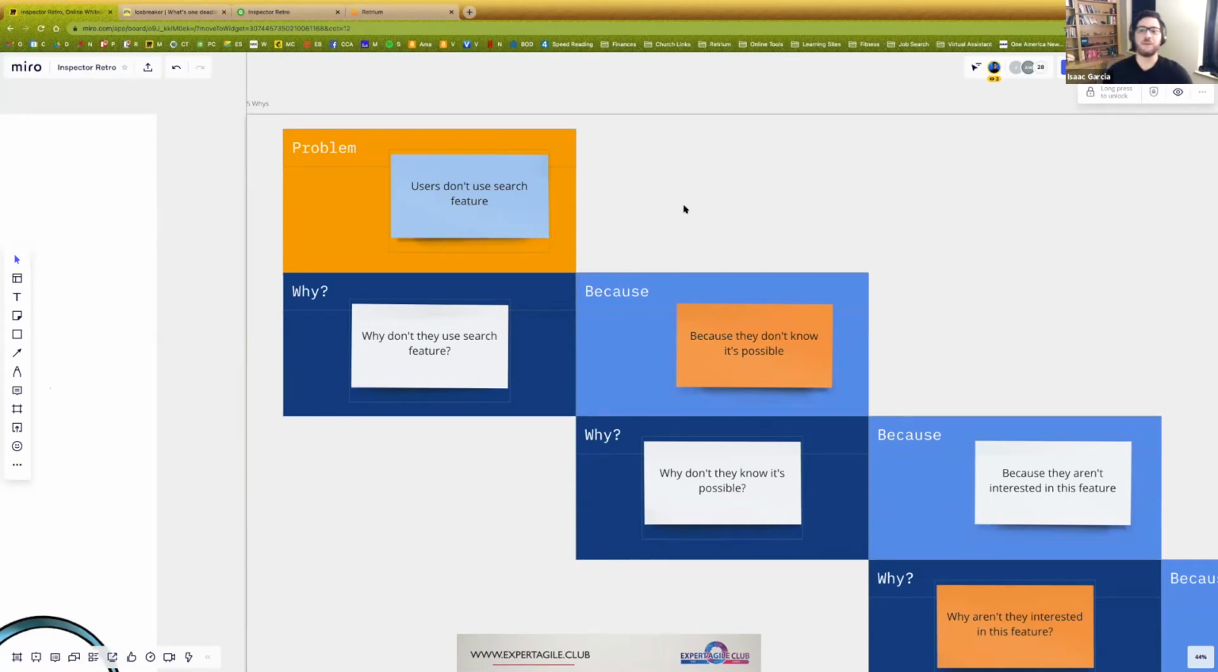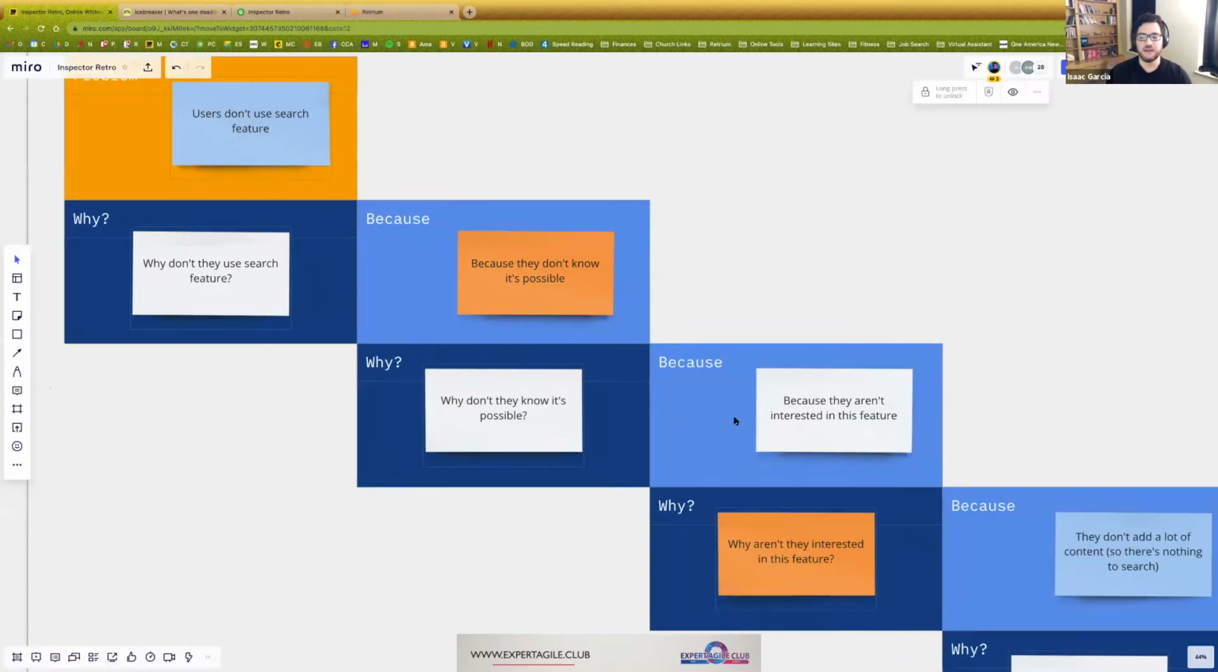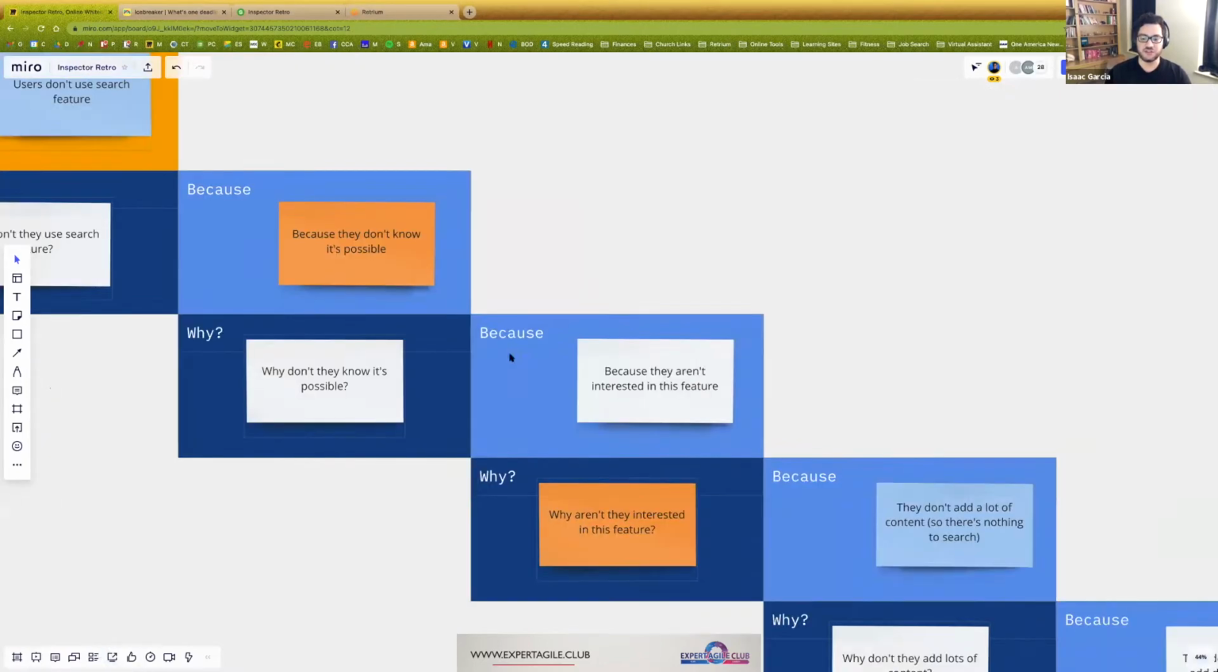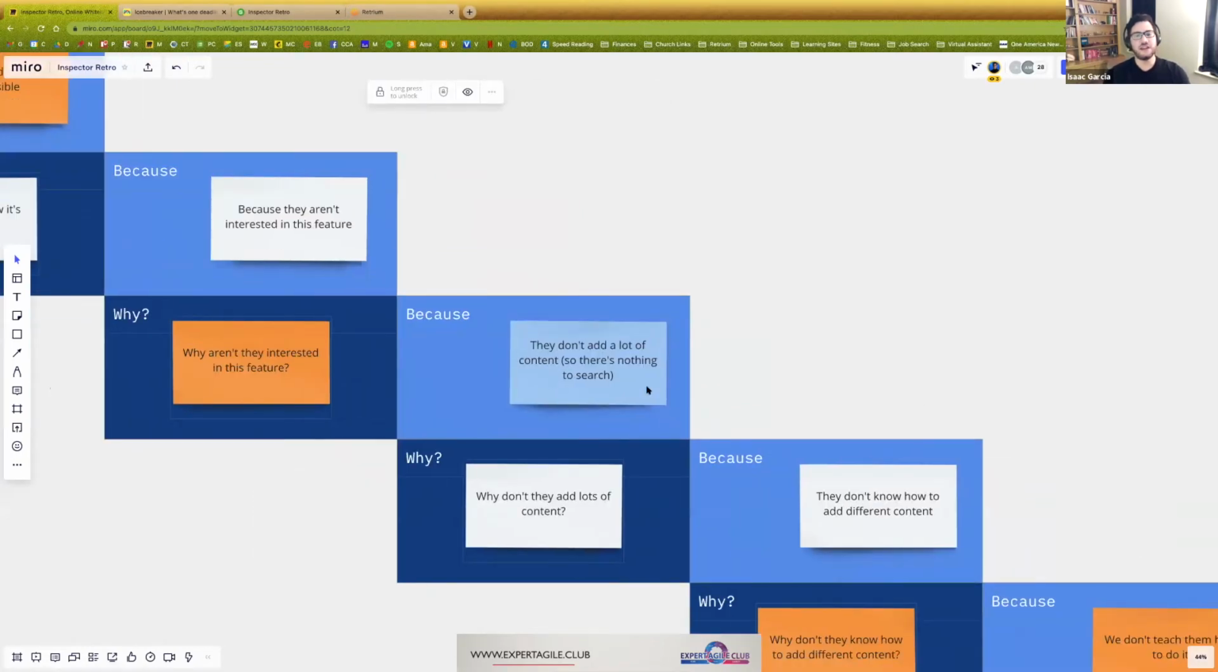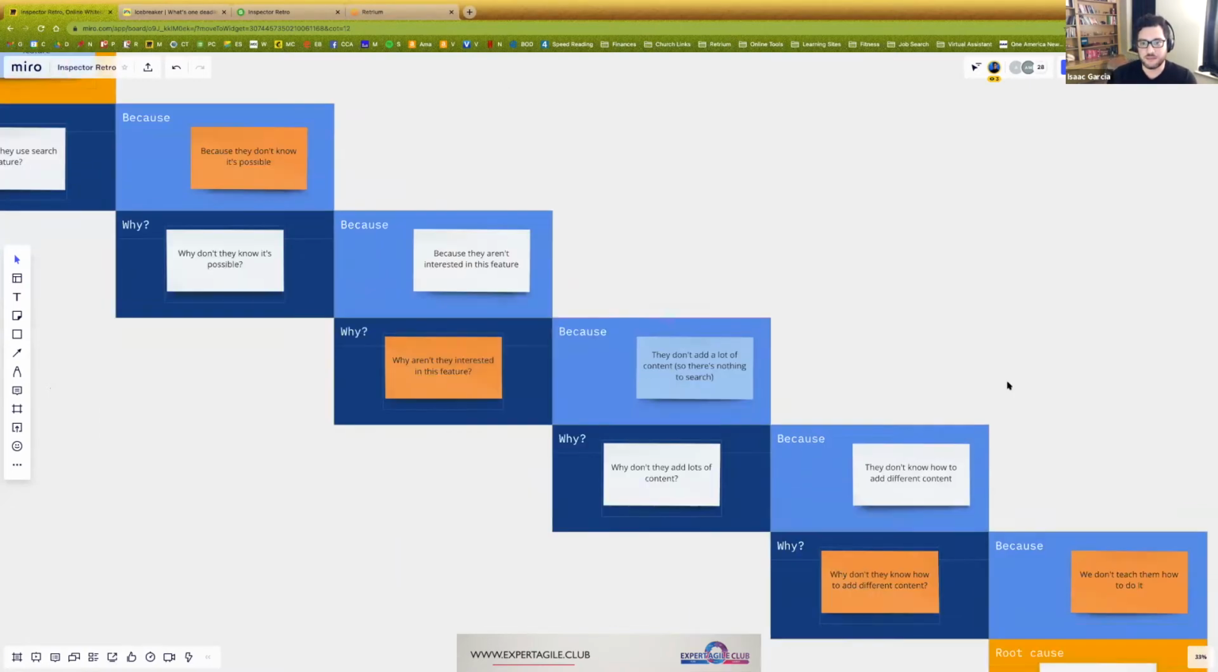The example I have here, the problem: users don't use the search feature. So you ask why. Why don't they use the search feature? Well, they don't know that they can. Okay, why don't they know that they can? Because they're not interested in the feature. Then why are they not interested in the feature? Follow me. I'm not going to go through all these, but you just keep asking why. Why is that a problem? Until you get down to the point where you say, we've gotten to a root that we might be able to do something about.